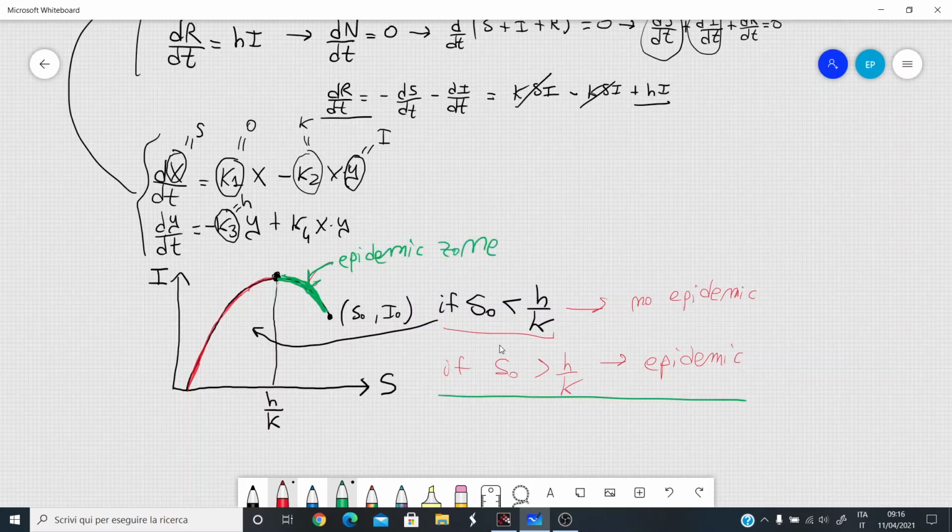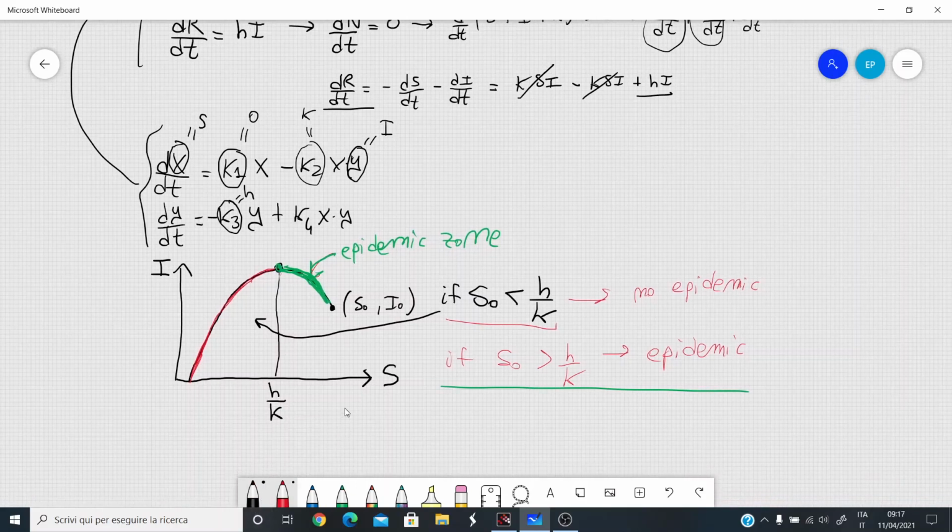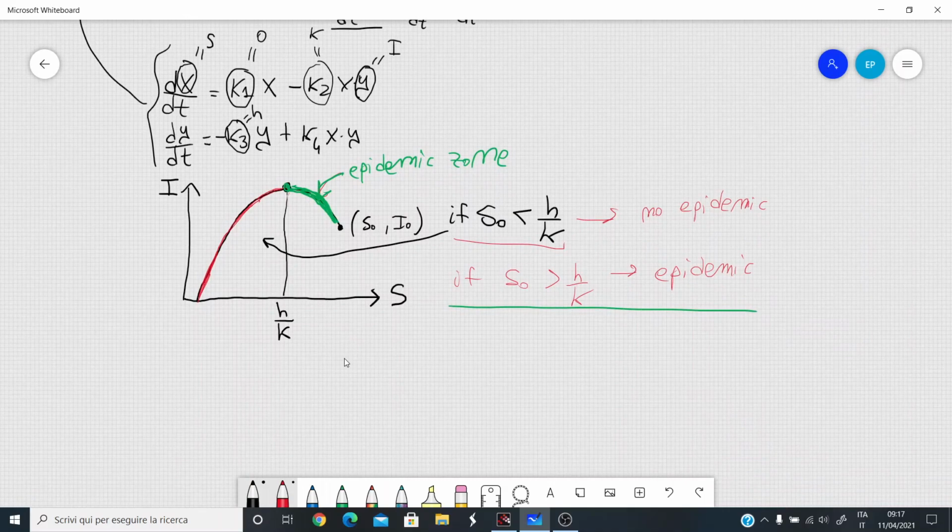How can we show that there is a maximum here in this curve and it is exactly equal to H over K? This is quite simple because what we have to find is the rate of change of the function I with respect to S. And we have to set it equal to 0, because here we have a curve I that depends on the variable S, and the slope at the maximum will be equal to 0. So we have to set the derivative equal to 0. And now how can I find di over ds? Well, I can also rewrite it like this.